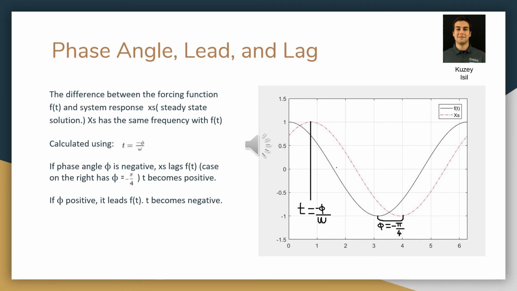Lastly, we did the steady state displacement. The steady state displacement could be associated with the phase angle. It is the difference in the position of a point, for example a peak, in the forcing function and the steady state solution. Since both the forcing function and the system response have the same frequency, the only difference is the phase angle.